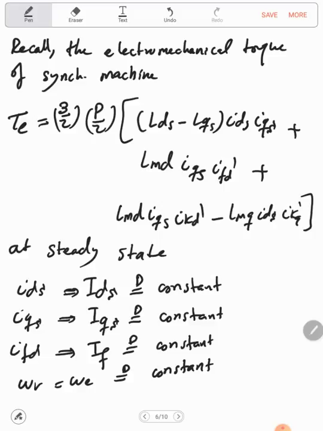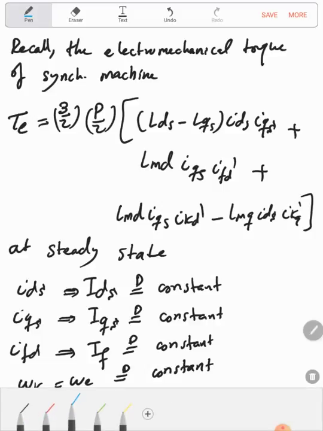Because the rotor is rotating at synchronous speed, no field will be crossing the damper winding, so there will be no induced voltage across the damper winding. Simply this means that IKD dash and IKQ dash will equal 0. That's why at steady state there is no damper winding torque.